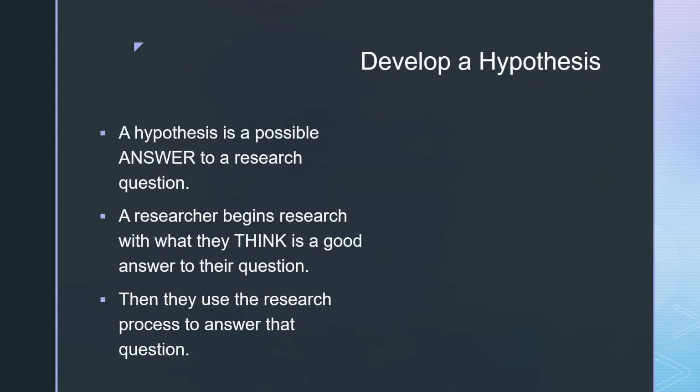The first step in the research process is to develop a hypothesis. So a hypothesis is a possible answer to a research question. A researcher begins their research with what they think, they have a hunch, might be a good answer to their research question. And then they use this research process to try to answer the question and to try to decide whether their hypothesis is supported by empirical evidence.